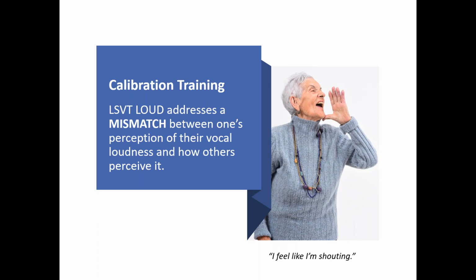And with that, what we're doing is we're addressing a mismatch between a patient's perception of their vocal loudness and how others perceive it. So oftentimes with Parkinson's, individuals will feel like they're not too soft, even though others have a hard time hearing them. And if they're asked to get louder, they feel like they're shouting. So throughout the course of treatment, we're also recalibrating patients so that the new loud voice they're working on in treatment is one that they become comfortable with and will use outside of the treatment room. So we have to address that through calibration training.